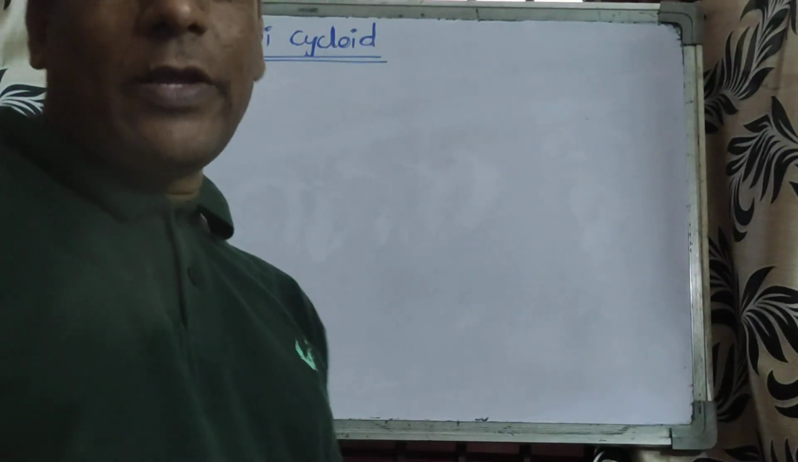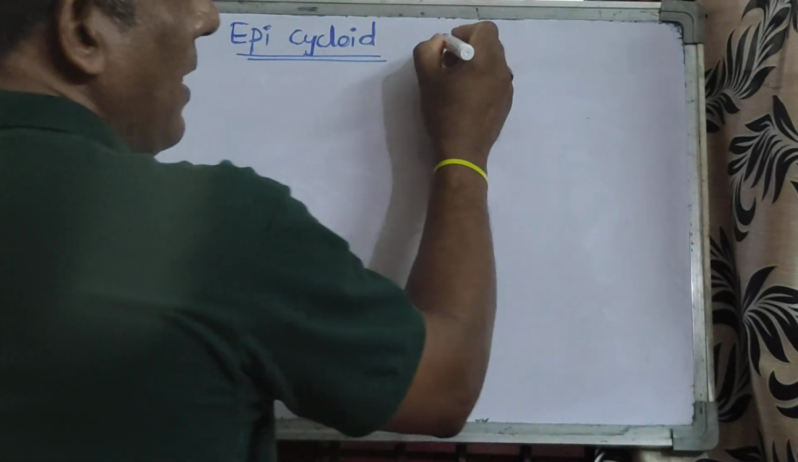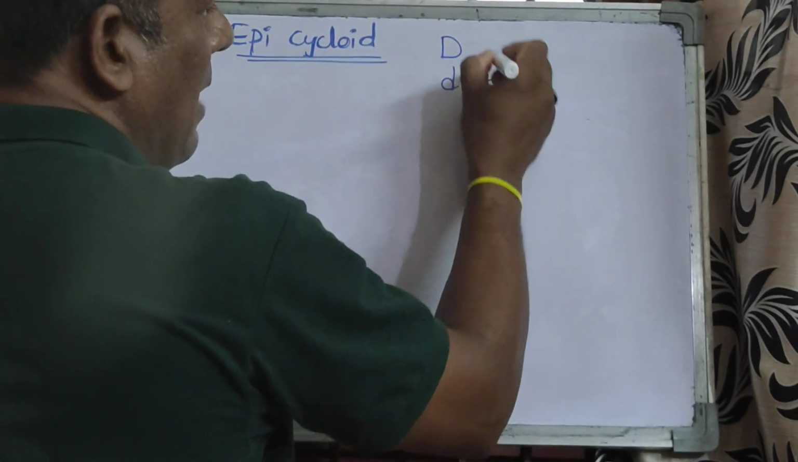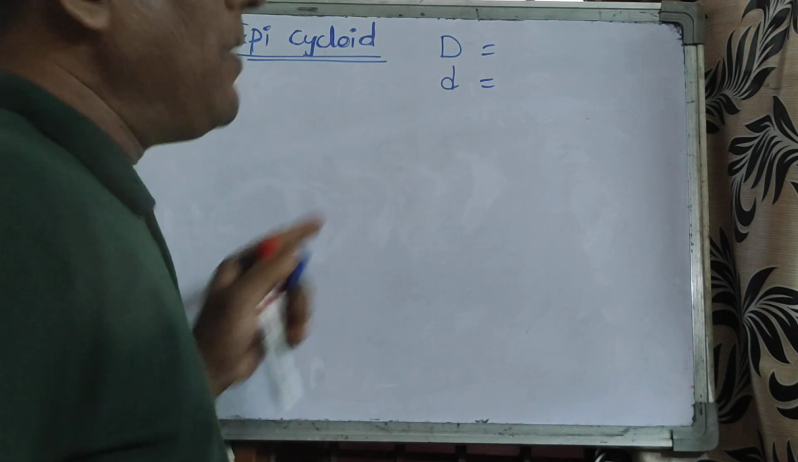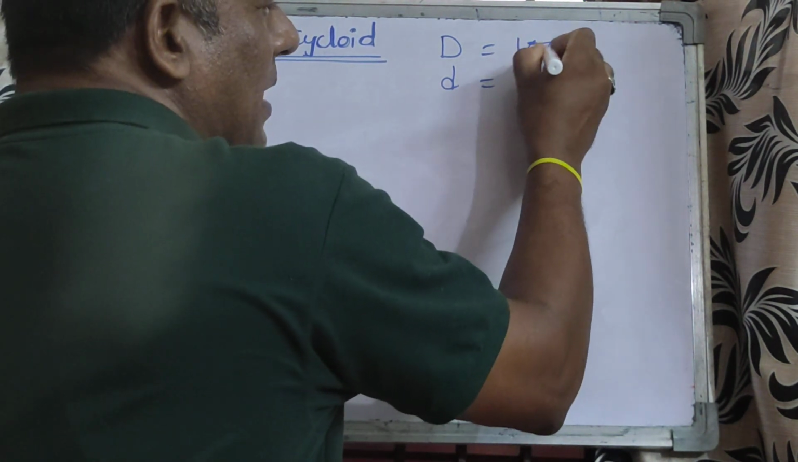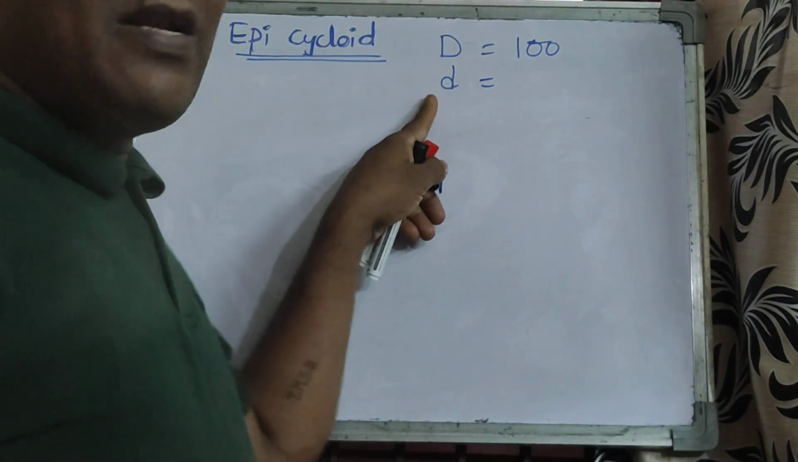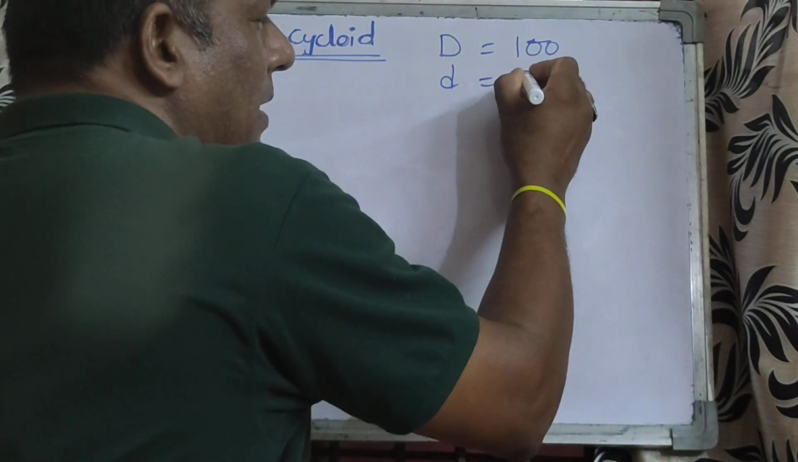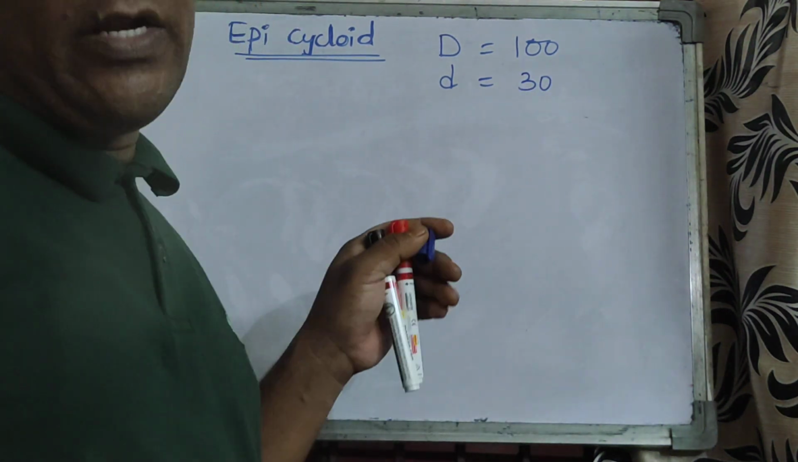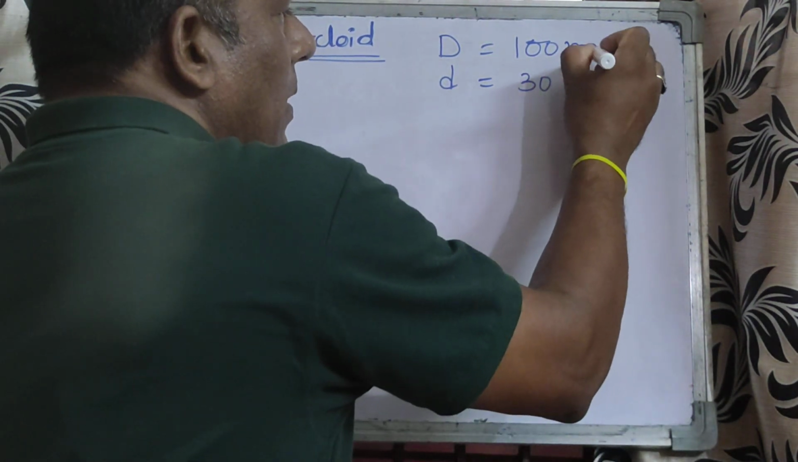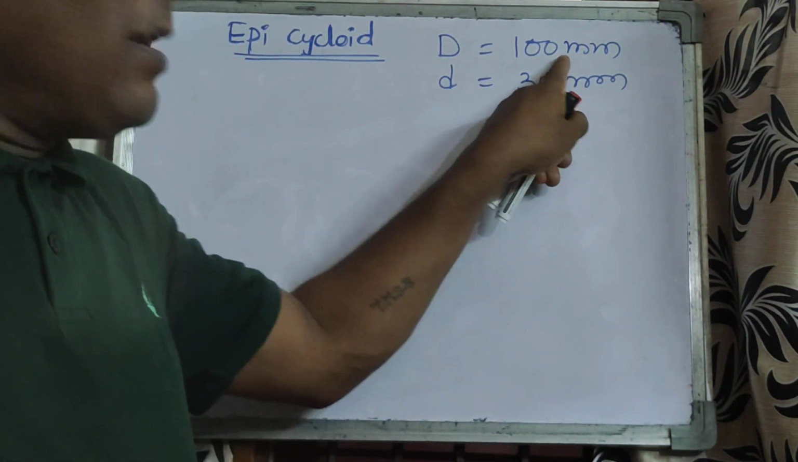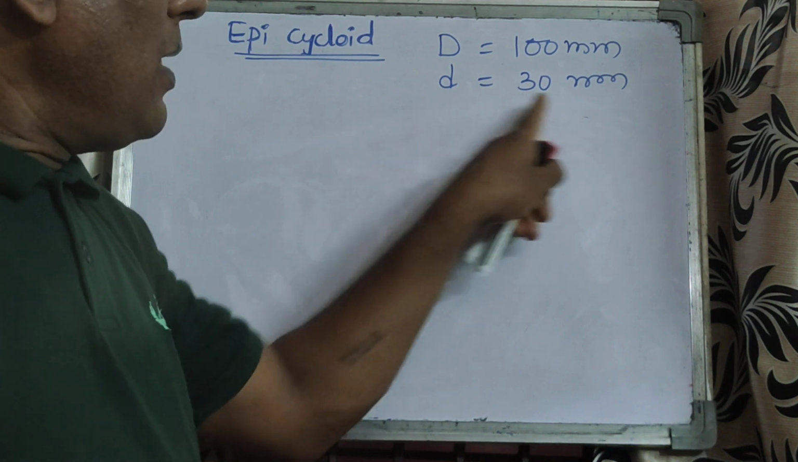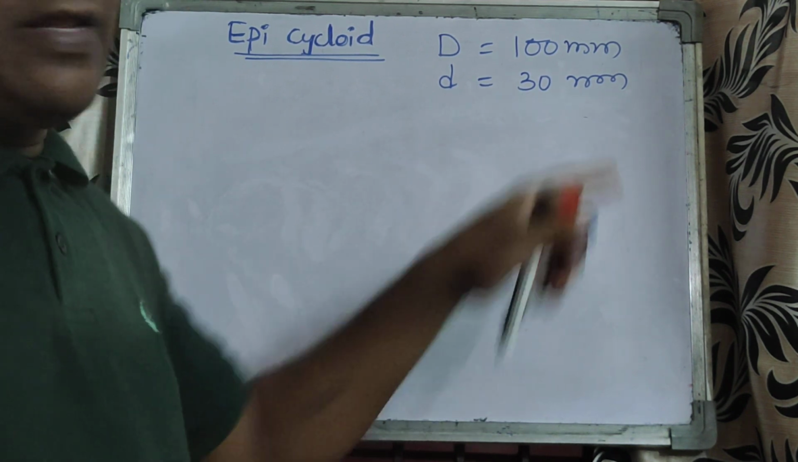So in the epicycloid, we know that two diameters will be given. That is a major diameter and a minor diameter, or a rolling circle diameter and a directing circle diameter. The bigger diameter is the directing circle diameter and the small diameter is the rolling circle diameter. It may be 30, 20 or 40. So this is in mm. So 100 mm is the directing circle diameter and 30 mm is the rolling circle diameter.